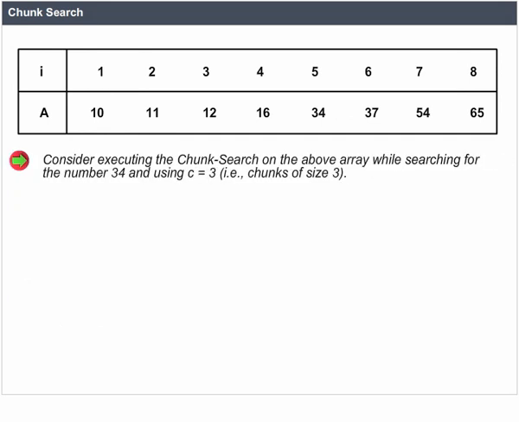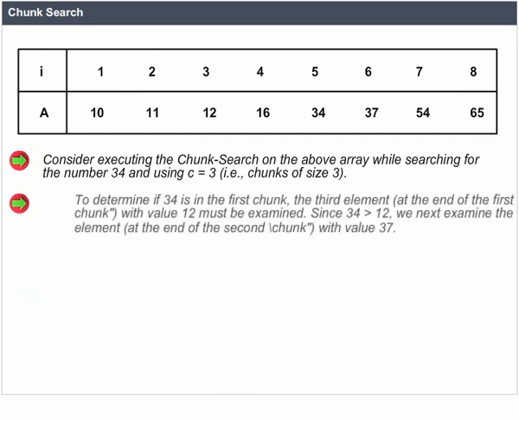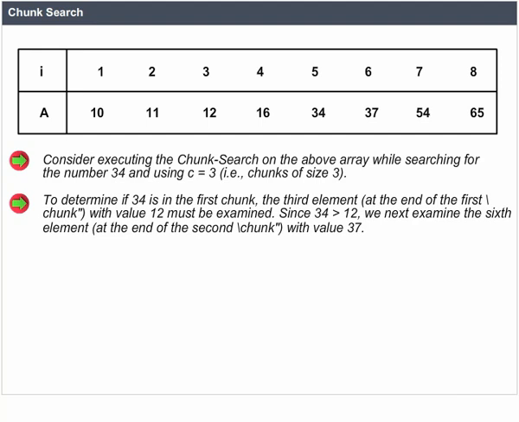Consider executing the chunk search on the above array while searching for the number 34 and using C equal to 3, that is, chunks of size 3. To determine if 34 is in the first chunk, the third element at the end of the first chunk, with value 12, must be examined.